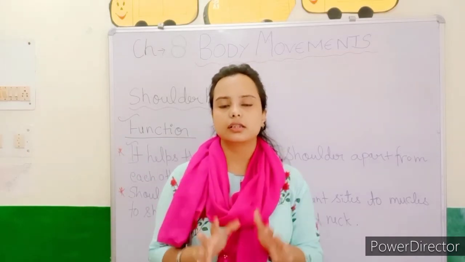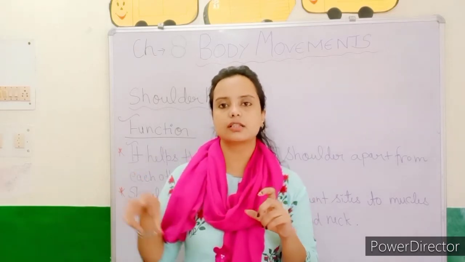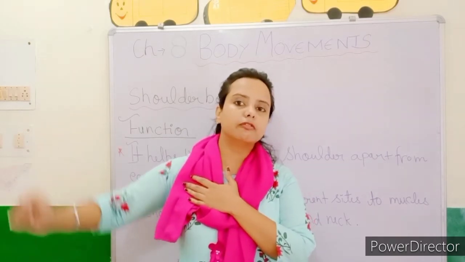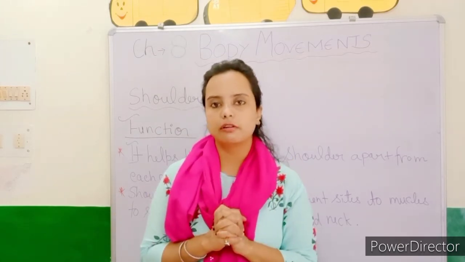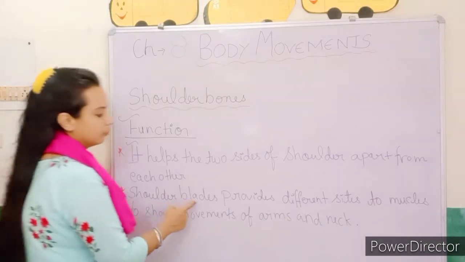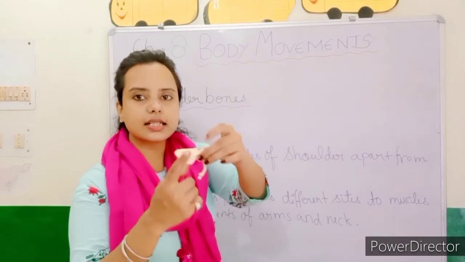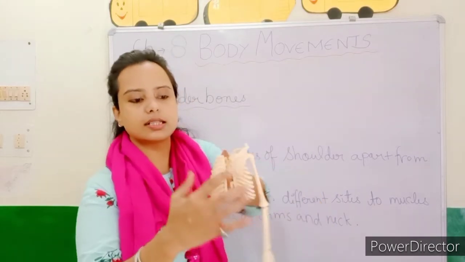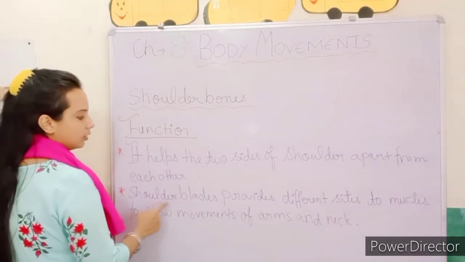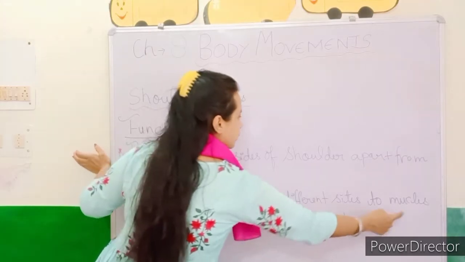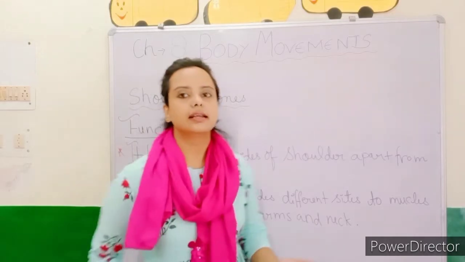So the shoulder bones means the muscles which are attached to the various points in the shoulder bones help in the movement of our hand. We can move the neck. So the function of it is shoulder blades, the blades which are present at the back side, as I have shown you here, from this structure you can make an idea. So the shoulder blades provide different sides to muscles to show movements of arms and neck.